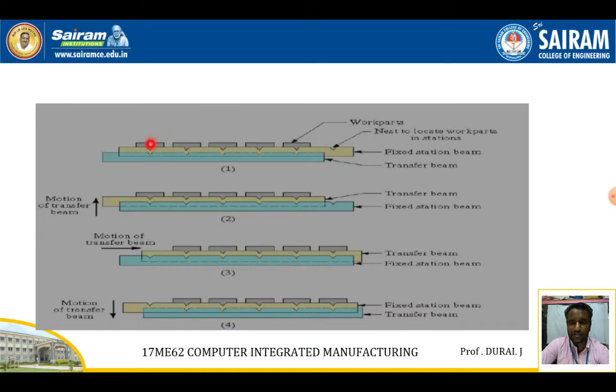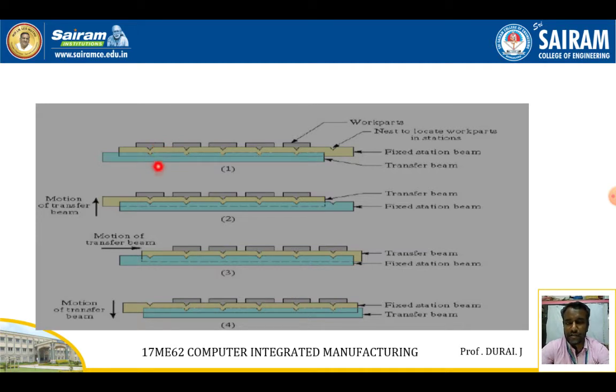The work parts are placed straight on the workstations. The workstation will pick the component from here and perform the operation. Again it will be placed on the fixed beam. Once the work is over, that means there are 5 work parts, connected with the 5 workstations. Once the work is finished in all the 5 workstations, the material will be dropped onto the fixed beam.